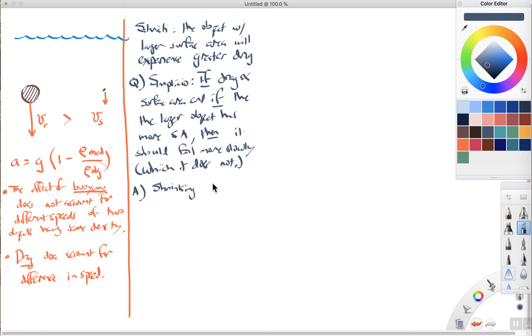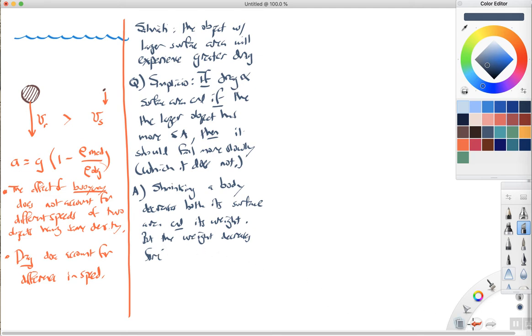He says that shrinking a body, whatever body it is, decreases both its surface area, as Simplicio noticed, and its weight. But the weight decreases faster, decreases more quickly.